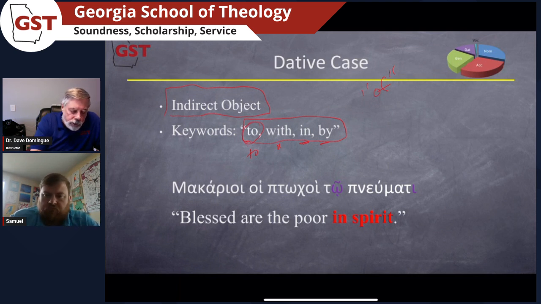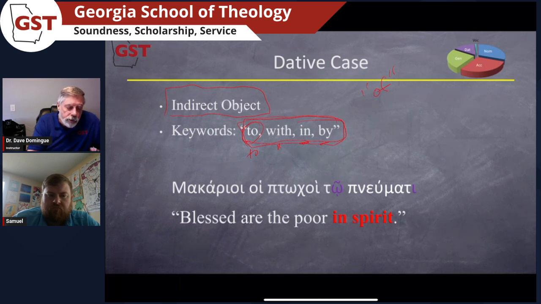All right, so the key words are helping words. When you translate a dative case, it's going to be in the "to," "with," "in," or "by": to the house, or to his home, with him, in their home, or by the sword.